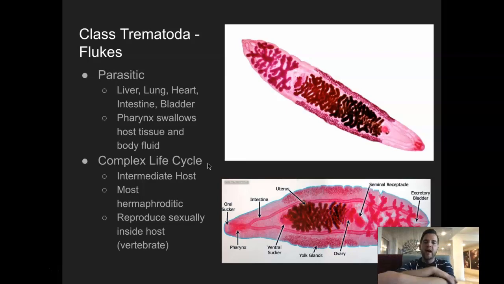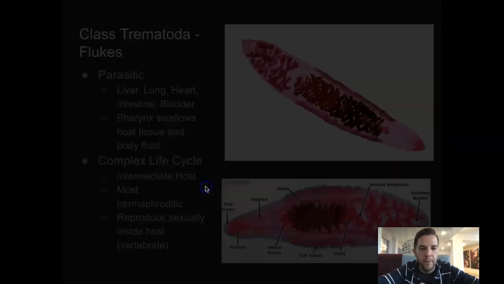So typically they have intermediate hosts. A lot of them have intermediate hosts where they're going to be found in 2 different animals during their life cycle. Most of them, again, hermaphroditic, sexual reproduction inside of the host as well.